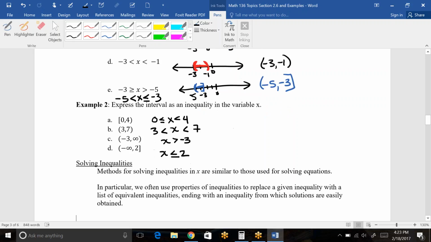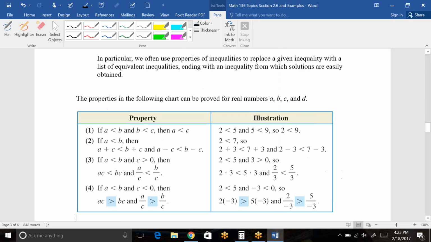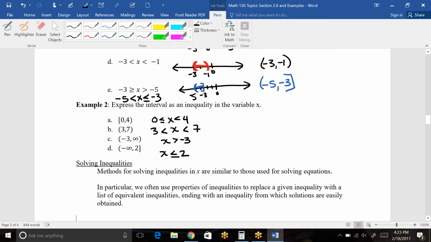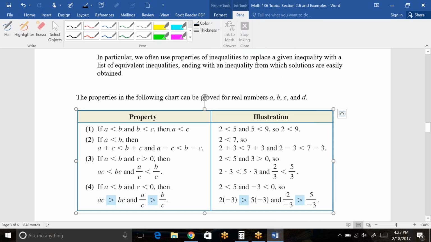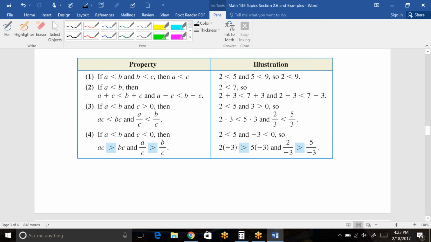All right, and then the final thing on the pre-video is just a very simple solve an inequality. We will pick up here in class and actually start doing the compound ones, the absolute values, and then we'll start polynomial inequalities. So the methods for solving inequalities are similar to those that we use for equations, which means that we can use a lot of the same properties. There's just one that gives us a little bit of trouble.